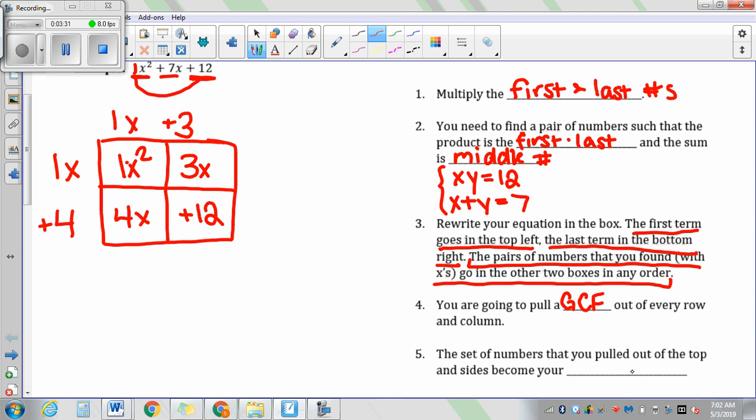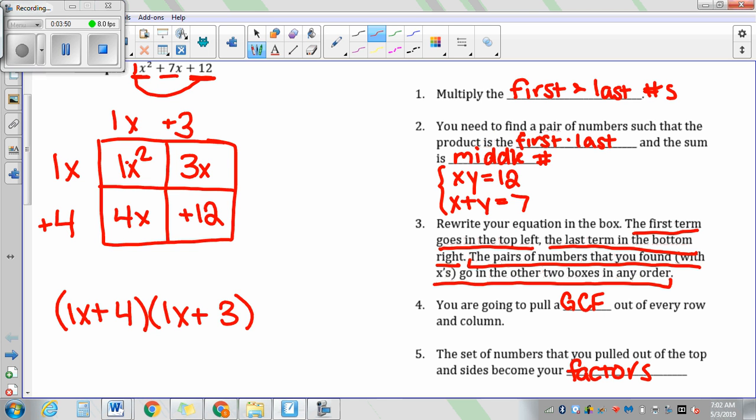The set of numbers that you pulled out of the top and sides become your factors. And factors is just a fancy word for things inside the parentheses. So I'm going to have 1x plus 4 and 1x plus 3. And there it is, all factored up.